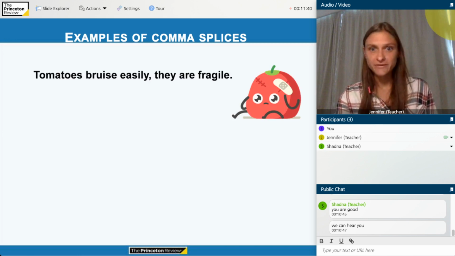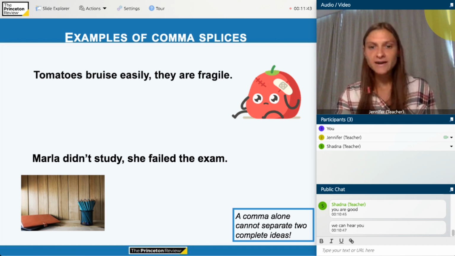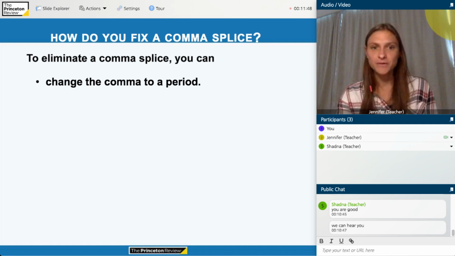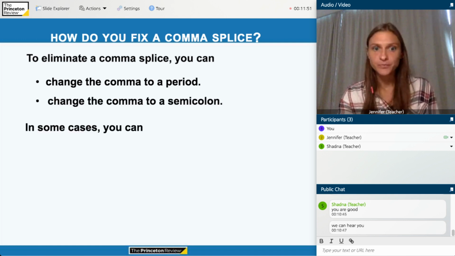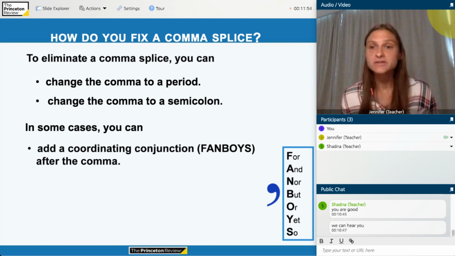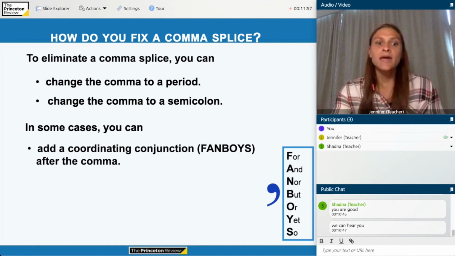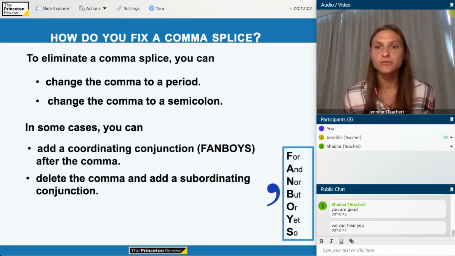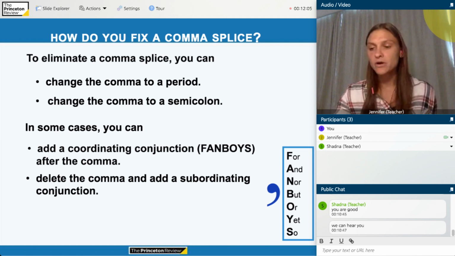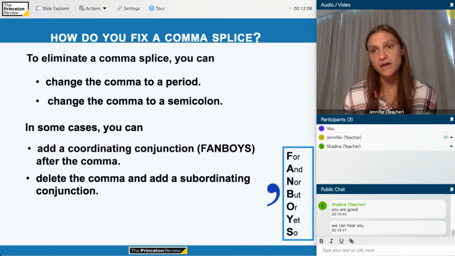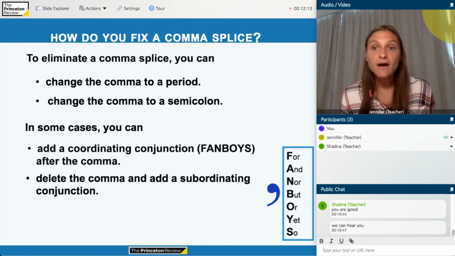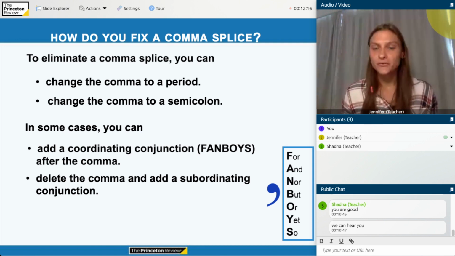Okay, so we'd already seen these, and we'll see them again. Let's go through to where we left off. We talked about the comma FANBOYS, our coordinating conjunctions: for, and, nor, but, or, yet, so. And there's another type of conjunction that can be helpful when it comes to comma splices, and that's the subordinating conjunction. These are words like after, since, until, if, once, because. There are so many. With some skill, you can use those to remedy a comma splice situation, and you'll see some examples of that.